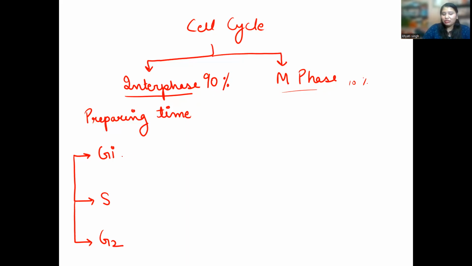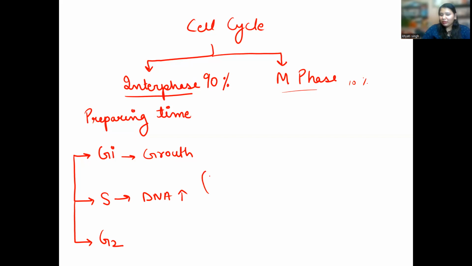So what happens in G1? G1 is like growth phase, in which the cell is going to grow. The cytoplasm is going to become thick. The cell membrane is going to become thin, so they can divide. Okay. And in S phase, the DNA amount is going to become double. Okay, the DNA's amount is going to become double.